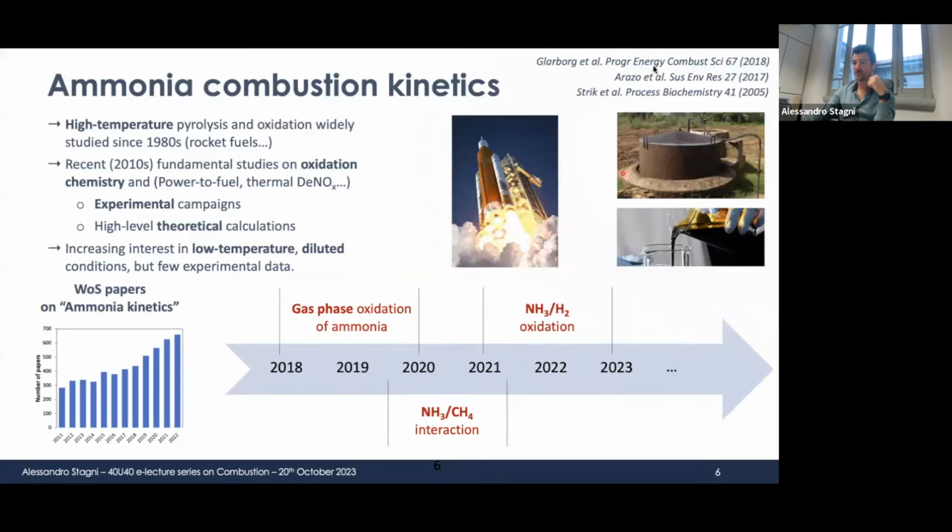And so this is basically the timeline that we followed in these years. We started from the gas phase oxidation of ammonia. Then we continued with the study of ammonia co-firing, first with methane, and then with hydrogen. With the last question, which I will ask several times today: are we done with ammonia kinetics, or where do we want to go?